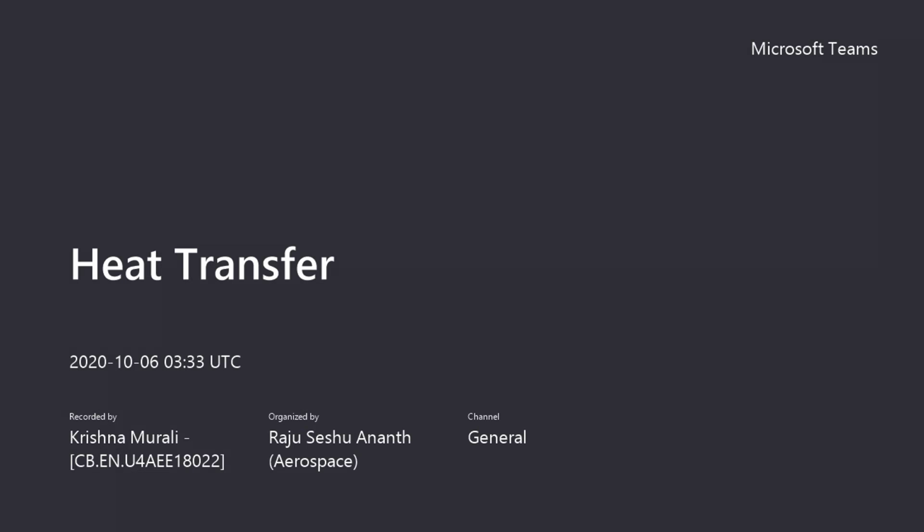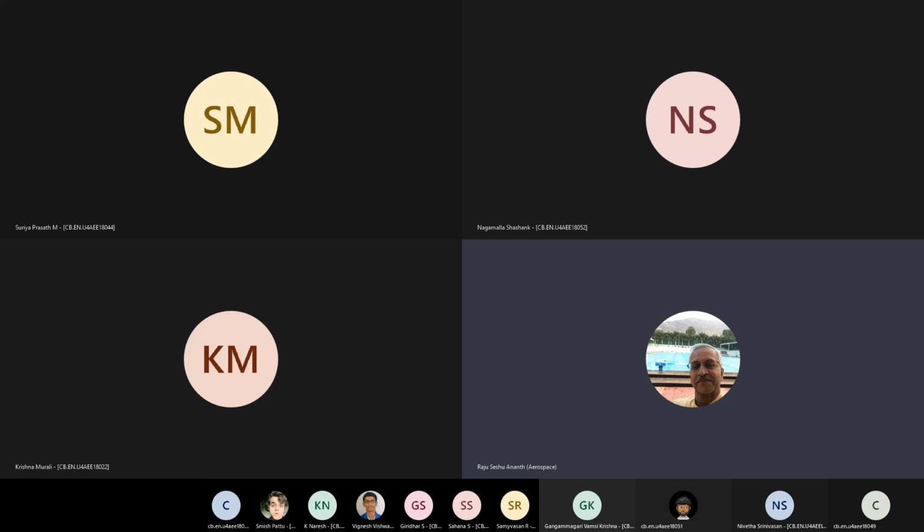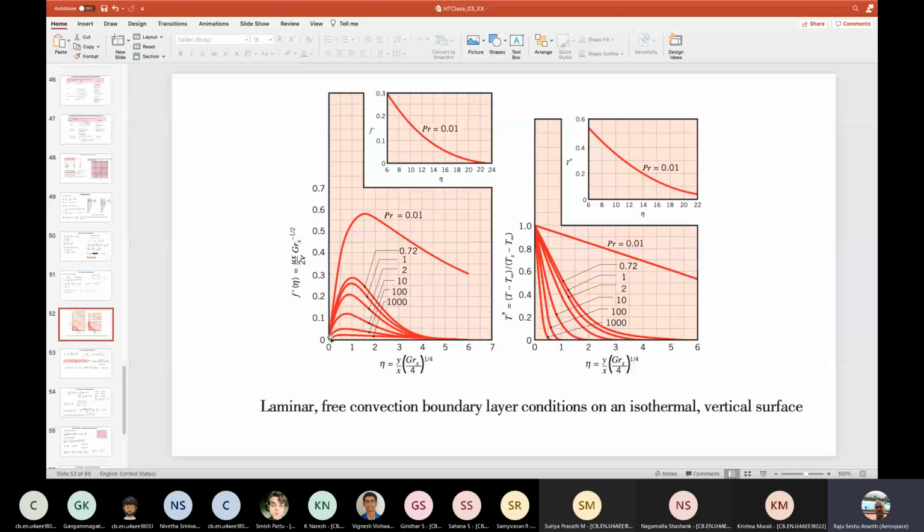For various Prandtl numbers, at approximately eta equal to 6, the profile again becomes 0. That's the thickness of the boundary layer. When this becomes 6, that's the thickness of the boundary layer approximately. So for various cases, for example, for Prandtl number 1, that's when it becomes almost zero.